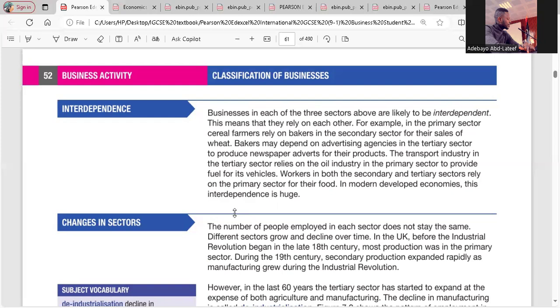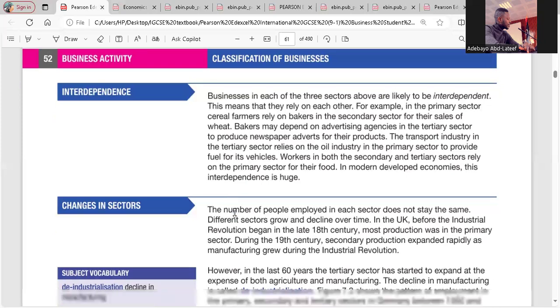So let's read. Businesses in each of the three sectors above are likely to be interdependent. This means that they rely on each other. For example, in the primary sector, cereal farmers rely on bakers in the secondary sector for their sales of wheat. Bakers may depend on advertising agencies in the tertiary sector to produce newspaper adverts for their products. So there's always interconnectedness. They need to rely on one another to be able to carry out their objectives. Is it clear?